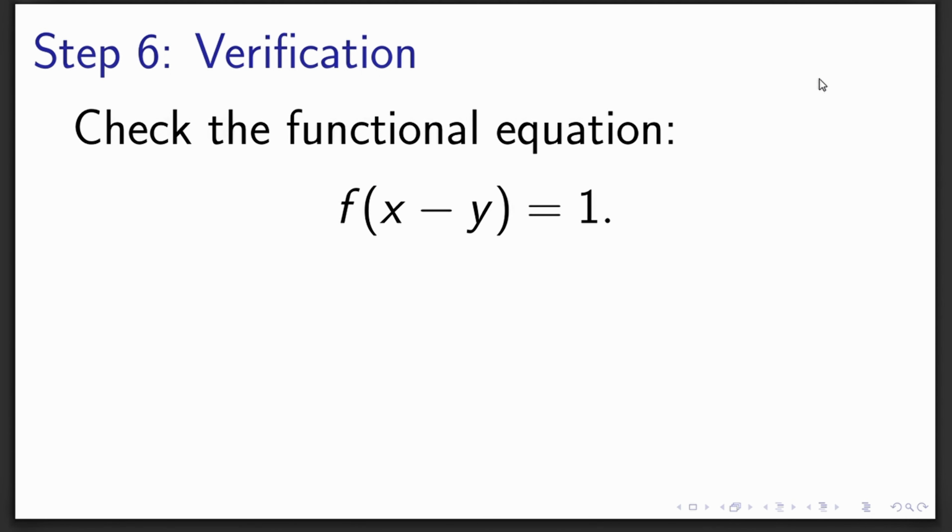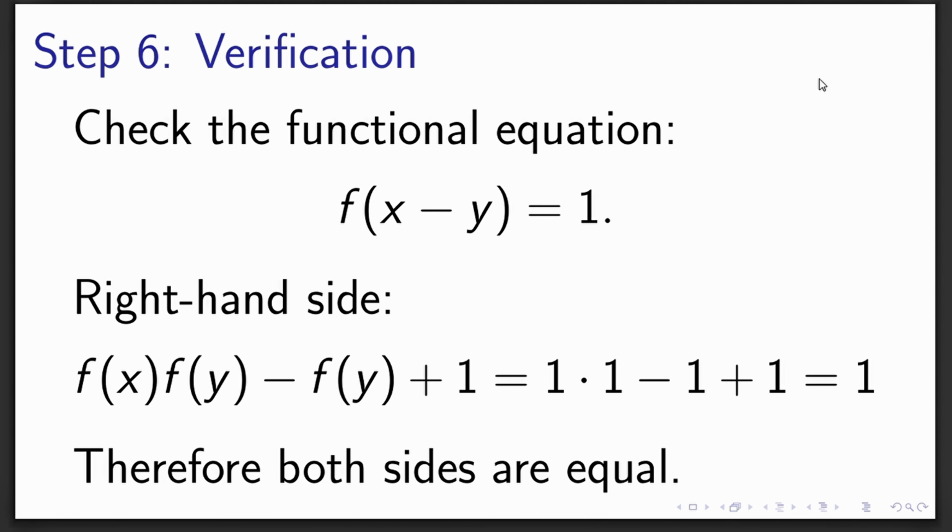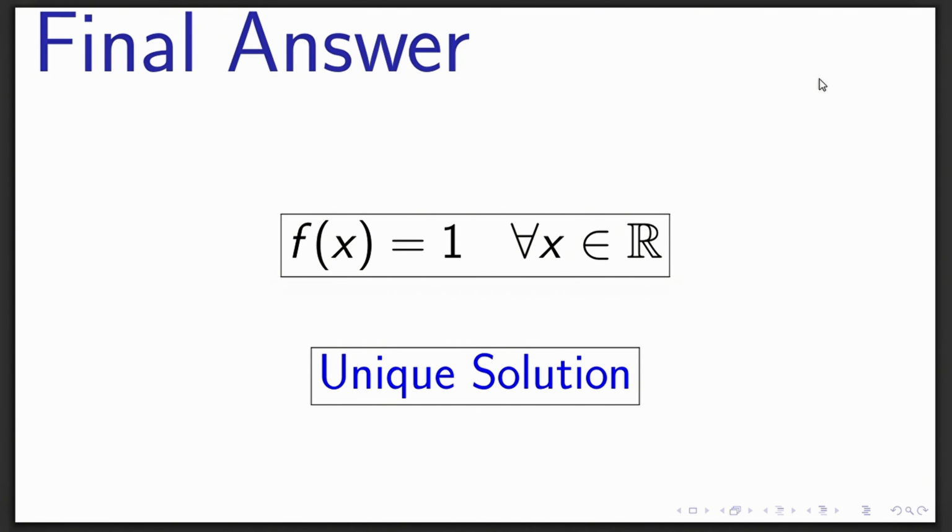Now we are going to check the functional equation. So I'm going to substitute f(x - y) = 1. When I do that, on the right side, I'm going to get f(x)f(y) - f(y) + 1 = 1 × 1 - 1 + 1, that will be equal to 1. As both sides are equal, this means we have only one solution, and that is f(x) = 1 for all values of x.